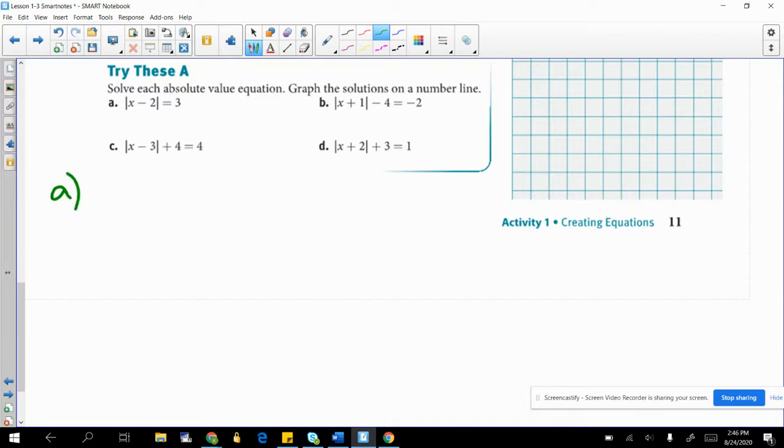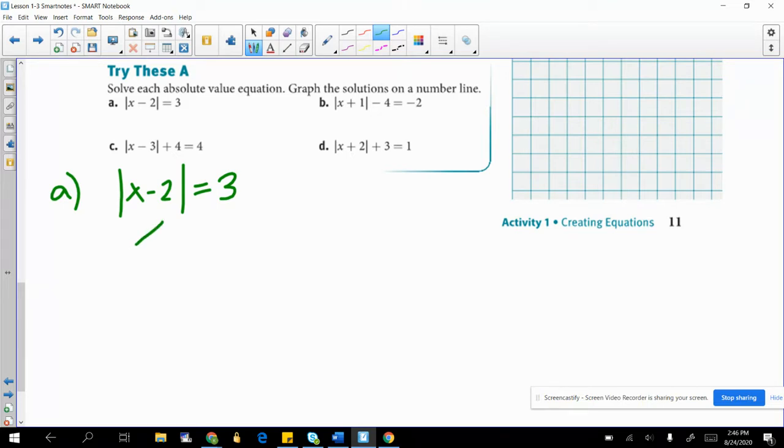And A is the absolute value of x minus 2 equals 3. Now remember, your first step is to always isolate the absolute value expression. But the nice part is in this one, it already is. So there's nothing else on that side with the absolute value. So we've already done that step basically.